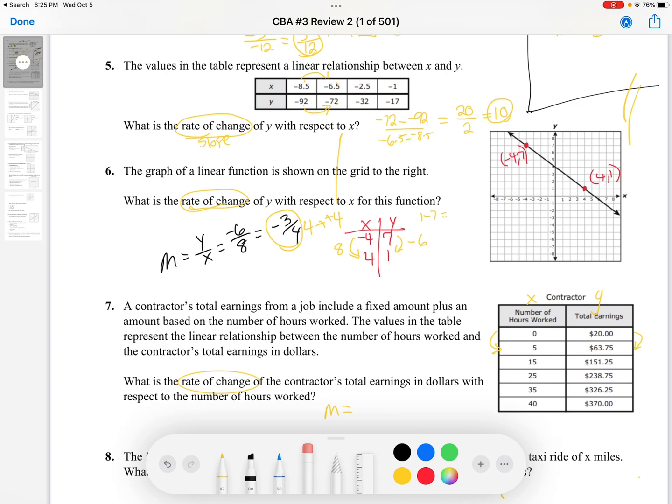for this one, we should get 43.75. And I got that by just subtracting 63.75 minus the 20. And divide that by our change in x, which is 5. And I got that by taking 5 and subtracting 0. And this gives us 8.75. That's the rate of change.